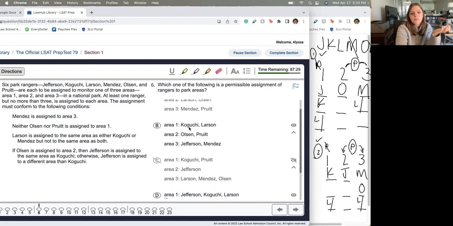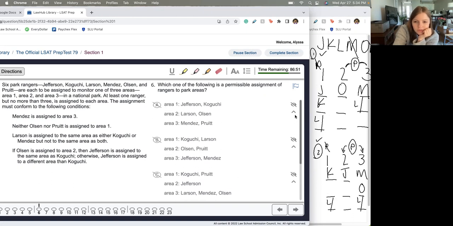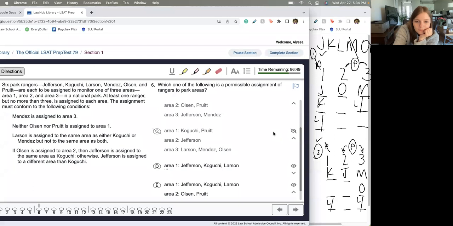And in B, area 1 doesn't have either O or P, so we're fine there. And then just to double check with B, L is assigned to the same area as either K or M. L is assigned with K, so we're good there. And then our next rule is, if O is assigned to area 2, then J is assigned to the same area as K. Well, in this world specifically, O is assigned to area 2, but J is not assigned to the same area as K. Well, that's not right. B is not our answer choice either. So maybe I went too quickly. B and C don't happen.